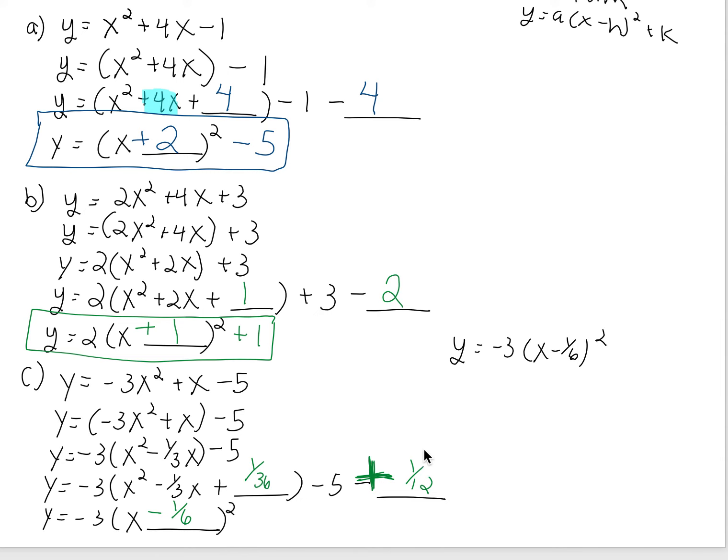And I need to combine these two terms. So to combine these, I need a common denominator. So I can rewrite -5 as -60/12 plus 1/12. And so that's going to give me -3 times (x minus 1/6) squared minus 59/12.